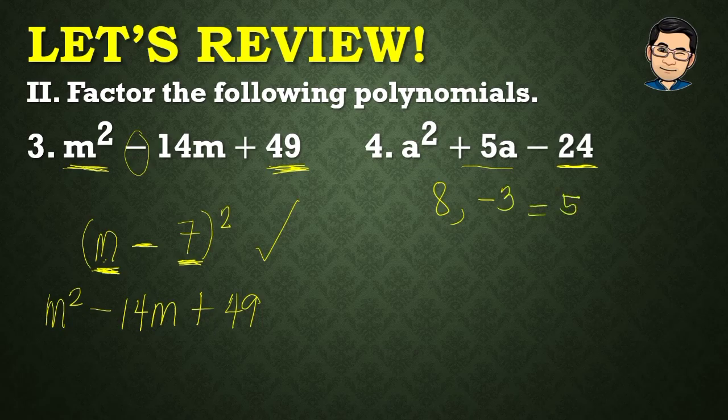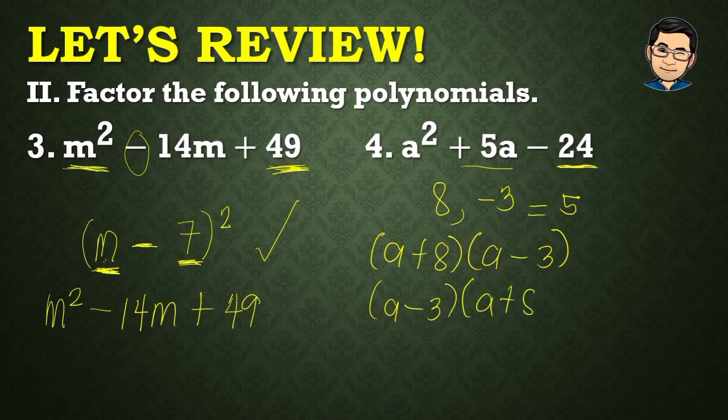So, sulat lang natin a plus 8 and then a minus 3. Pag sinulat natin siya na a minus 3 times a plus 8, tama din siya. So, regardless naman dun sa arrangement nila. And then, using FOIL method, makukuha mo kung tama ba yung naging sagot. So, a times a, that is a squared.